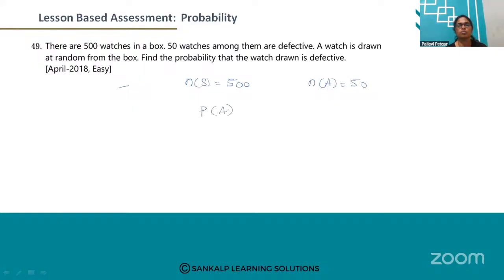So the probability of defective watches is equal to 50 divided by the total number of outcomes, 500. So 0 0 cancels, 5 ones are 5, 5 tens are 50. So this is equal to 1 by 10. So therefore the probability that the watch drawn is defective is 1 by 10.